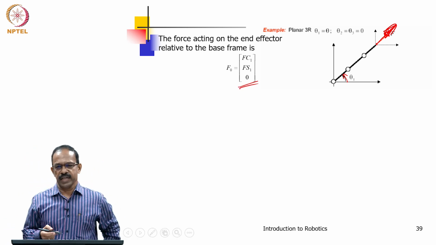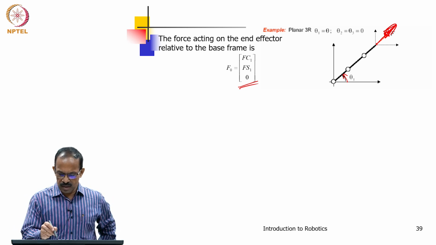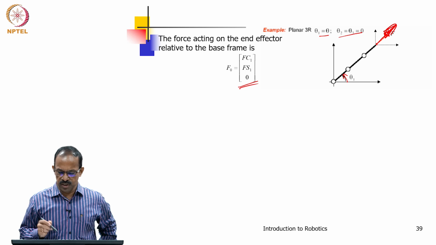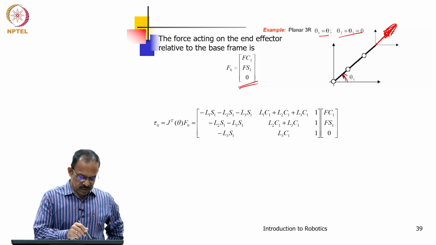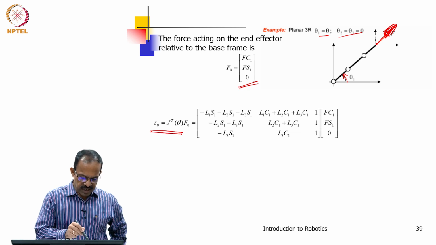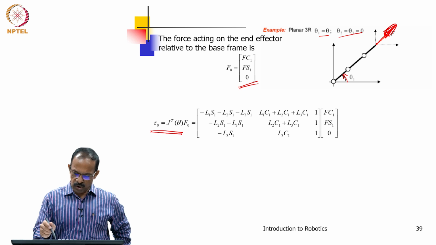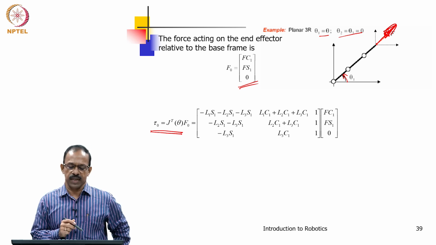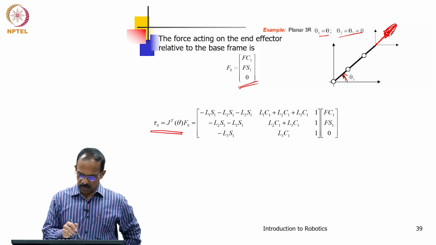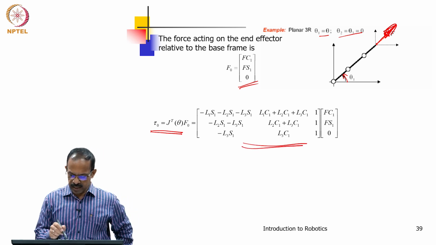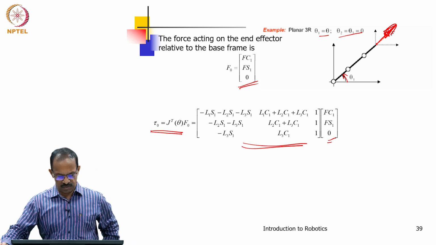Now, we assume that there is no moment acting at this stage. Theta 1 is theta, and theta 2 and theta 3 are zeros, a planar 3R manipulator. For this, the joint torque vector tau 0 can be written as J transpose of theta times F 0. So, this will be the relation that you can get.